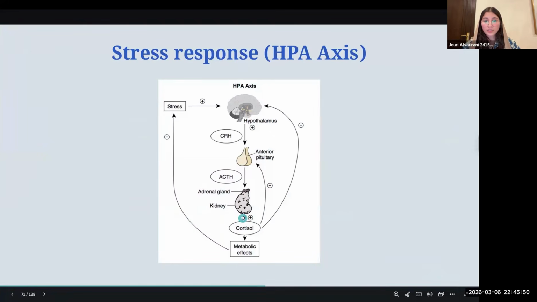And this is how it looks. This is the axis. We have the hypothalamus. We have the stress, the stimuli, acting on the hypothalamus to release CRH. CRH acts on the anterior pituitary to release ACTH. ACTH will then act on the adrenal gland to release cortisol. Cortisol will go and do whatever effect it has to do, and then it will go back up as a negative feedback to the anterior pituitary and the hypothalamus, inhibiting the release of any more hormones.